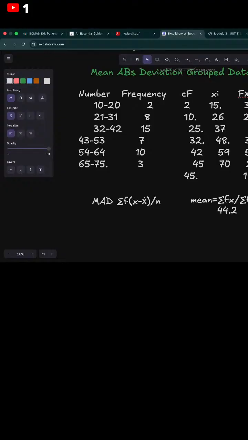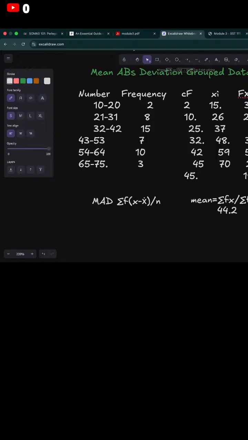Then this is long, so 48 minus 44.2, then we have 59 minus 44.2, we have 14.8, we have 70 minus 44.2, we should have 25.8.